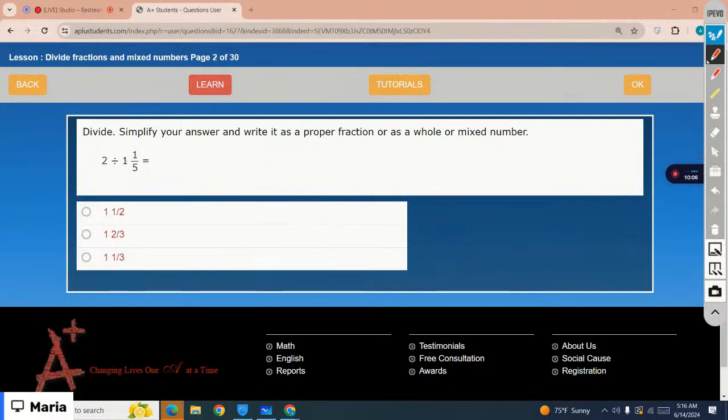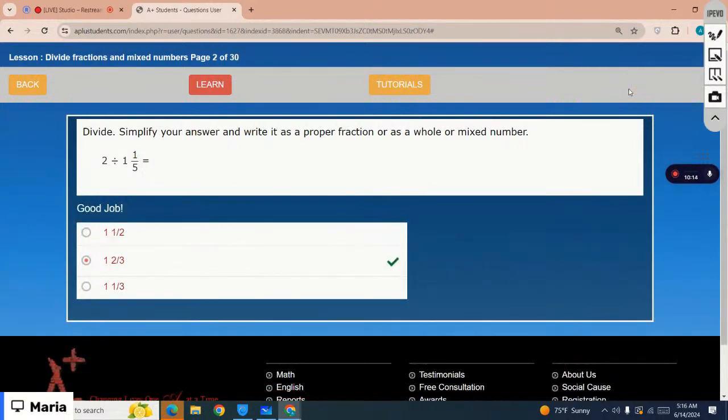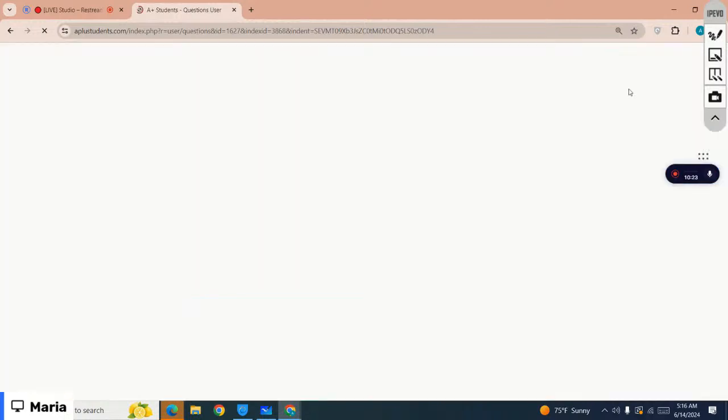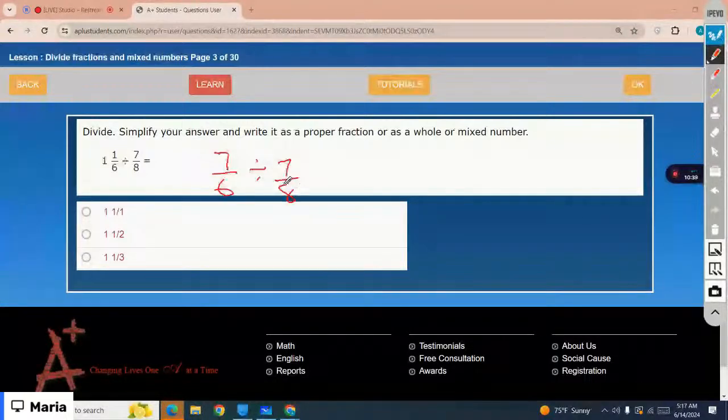The correct option is 1 whole 2 over 3. One is 1 whole 1 over 6 divided by 7 over 8. So let's just do 6 times 1 is 6, and 1, 7 over 6 divided by 7. Replace the division sign with multiplication. That would be 8 over 7.